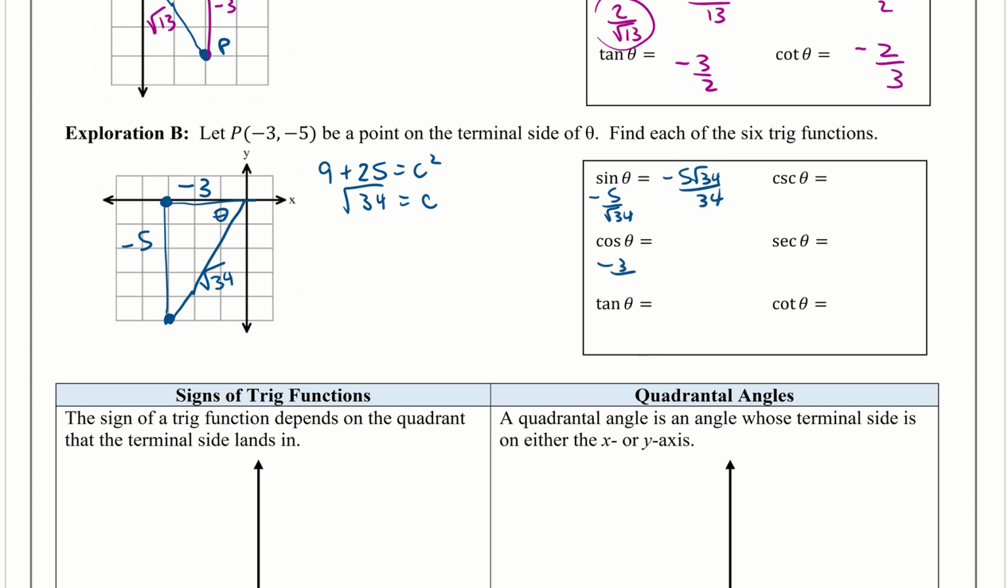Cosine is the adjacent over the hypotenuse. After I rationalize, I get -3√34 over 34. Tangent is opposite over adjacent. The 2 negatives would cancel out, leaving me with a positive. Cosecant, if I use the non-rationalized form, is the reciprocal of sine. I'll just move that negative to the top, or it could be out front. Secant would be -√34 over 3, and cotangent is the reciprocal of tangent.